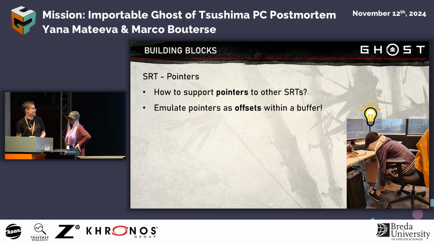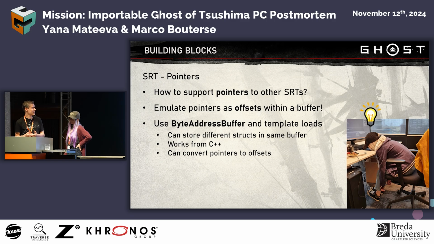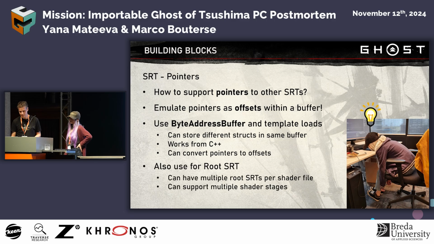Luckily, we came up with an idea. We can emulate these pointers as offsets within a buffer as long as we can put all these structs in the same buffer. And we can actually do this if we use a byte address buffer and template loads. That way we can store different structs in the same buffer. It works from C++, and we can convert all our pointer use to offsets.